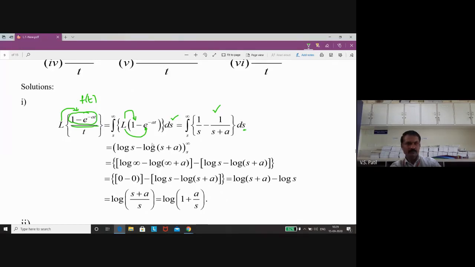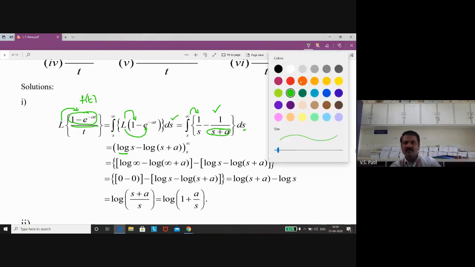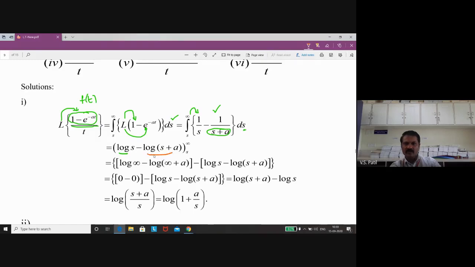See, if I integrate this quantity, 1 divided by s. What is the integration of 1 divided by s? It is a log s minus integration of 1 divided by s plus a. What it becomes? This is your denominator. If you differentiate this denominator with respect to s, you will get again 1. In the numerator, you are having 1. So using the standard property, you can write this one as log s plus a. Is that clear? Log s plus a, and limits are from s to infinity.